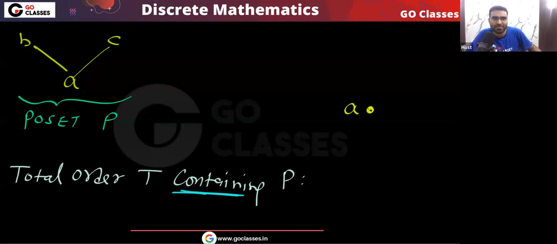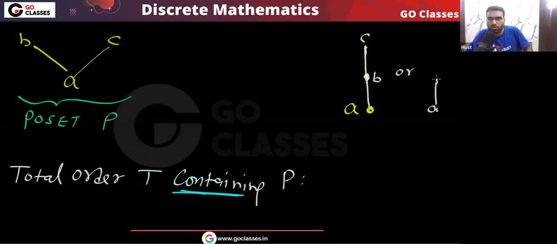I hope you are getting the point. I am putting this least element here because this is the minimal element. Now there is B comma C. They are not comparable. Now you can do this: either you can do this B, C, or you can do this.